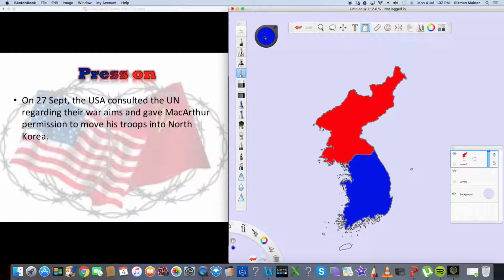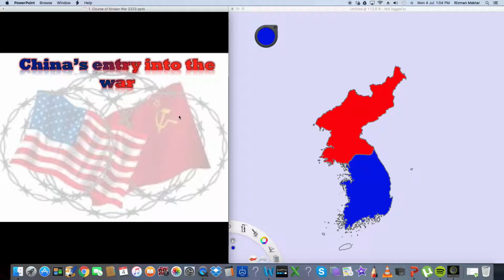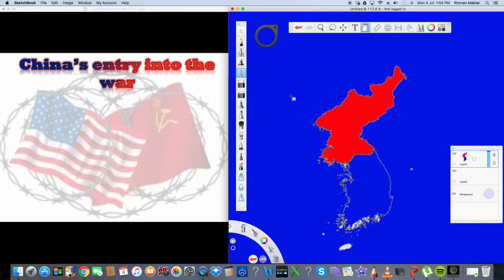General Douglas MacArthur was given permission by the President of the United States, President Truman, as well as the UN, to push his troops into North Korea. But he said that you can only push through as long as the Chinese or the USSR do not do anything. If they did, we are going to leave them and come back into South Korea. So by pressing on, that was what they did.